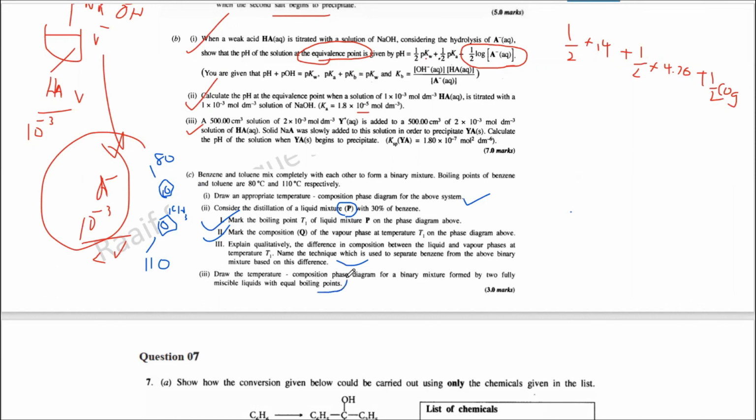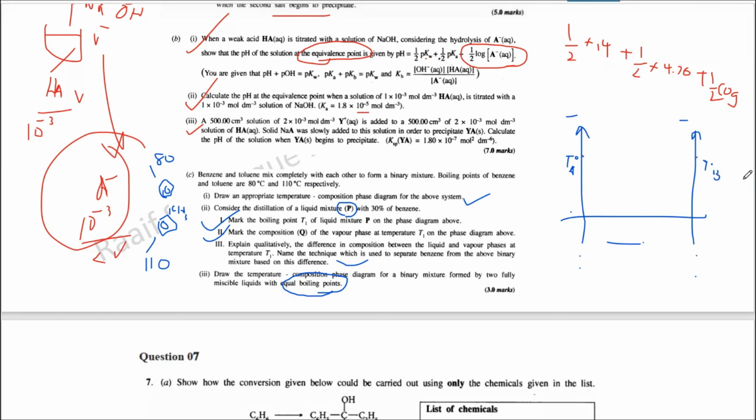Okay. Last one, draw the temperature composition phase diagram for a binary mixture formed by two miscible liquids with equal boiling points. This is very important. So, equal boiling points. You can draw all the same axes. Nothing is going to change. Temperature in degrees Celsius, composition of, let's say, A and B. But when you mark the boiling point here, you will mark, let's say, T naught A, in fact the boiling point. Here you will have T naught B, the same boiling point.